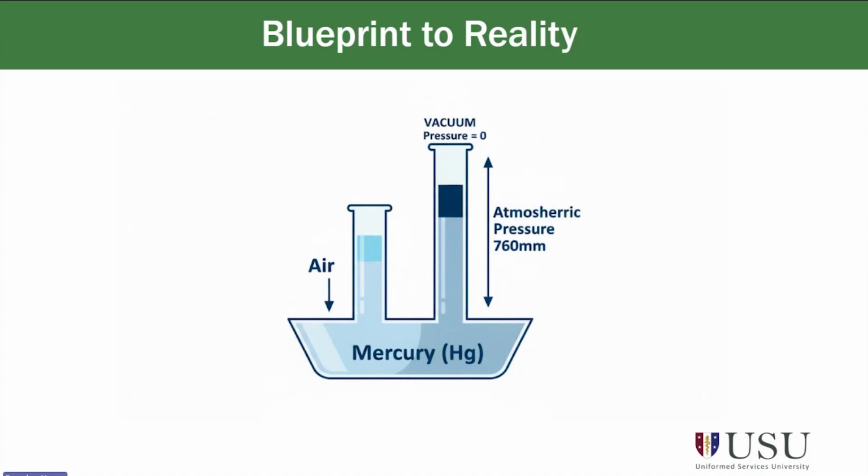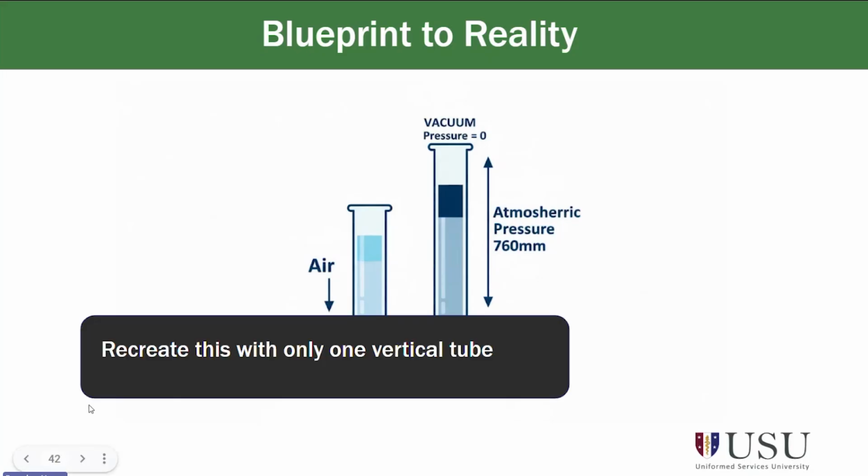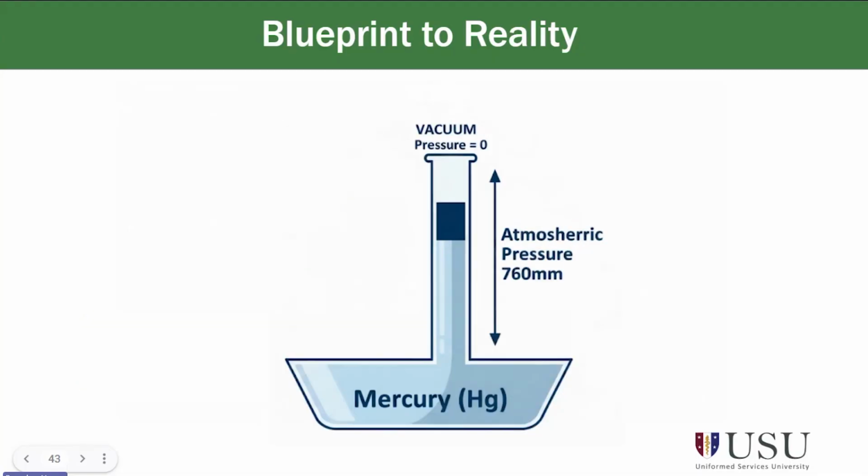Now, this wasn't exactly what I wanted, so I asked Gemini to modify it slightly. I said, recreate this with only one vertical tube, because in the sketch I only had the one. And it fixed it right away. Got rid of the extra text that was in there, which I can always go back into PowerPoint or Google Slides and add back in. But it turned out pretty nice in a matter of seconds.